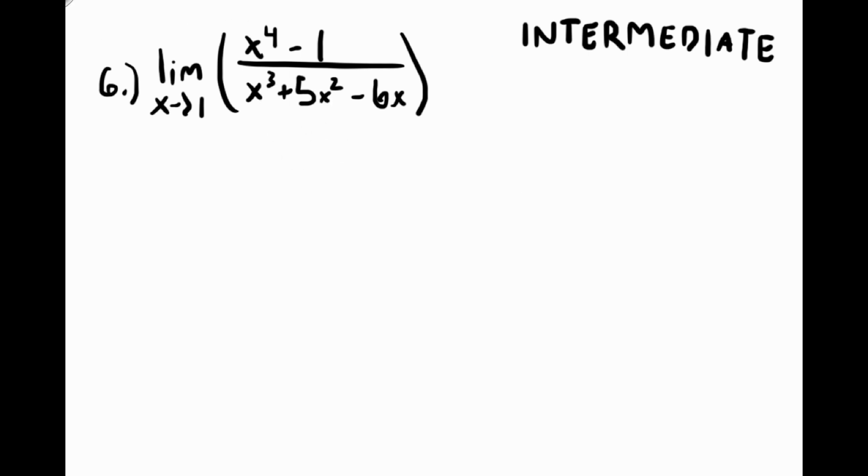Alright, so for our next problem, this is basically saying as x approaches 1, find the limit of x to the 4th minus 1 divided by x to the 3rd plus 5x to the 2nd minus 6x. So let us look at the numerator and denominator individually.